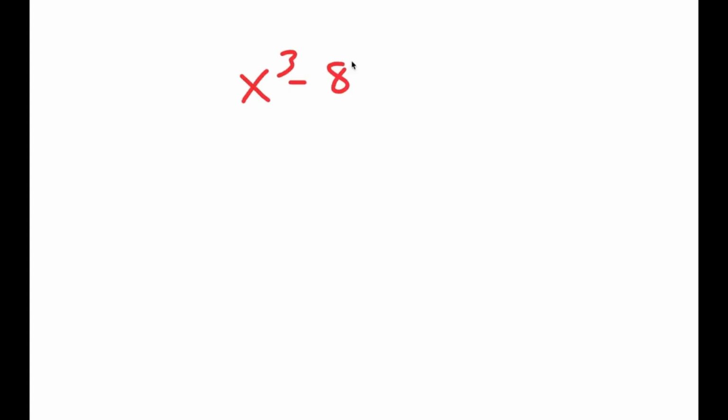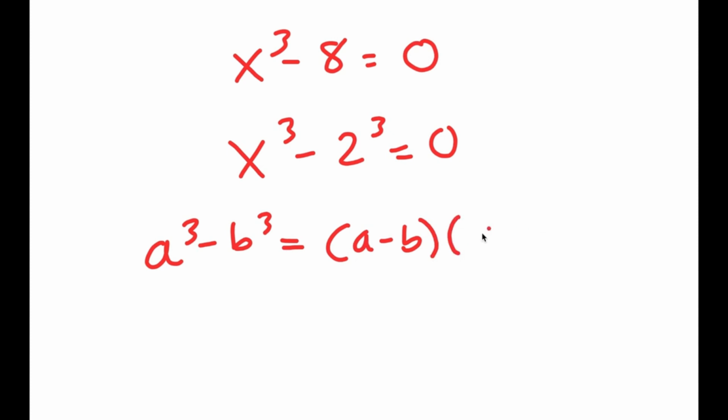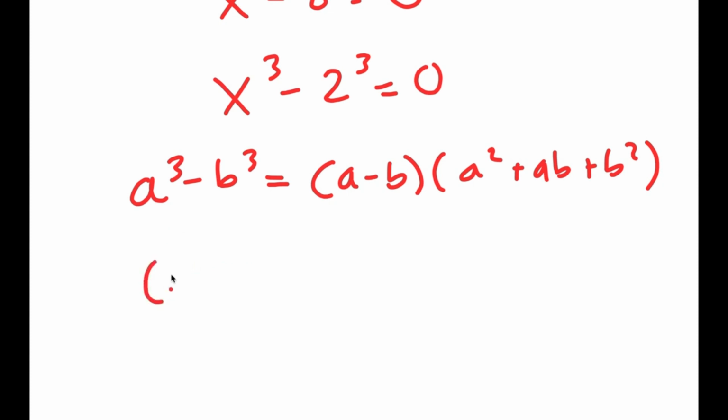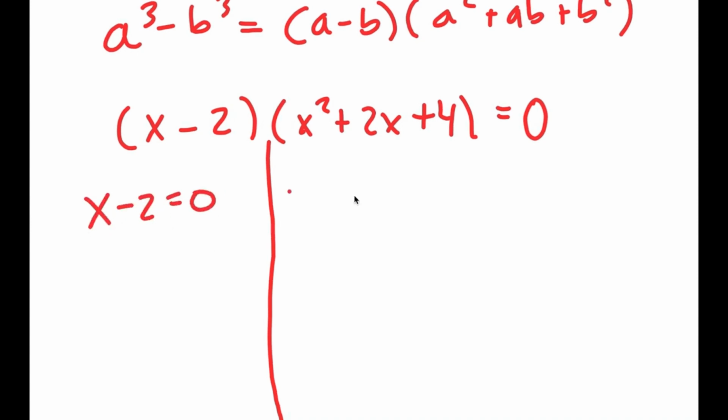So I'm going to rewrite my equation here, x to the power of 3 minus 8 equals 0. And now I'm going to rewrite 8 as 2 to the power of 3. So I get x to the power of 3 minus 2 to the power of 3 is equal to 0. And then now I'm going to use the formula a to the power of 3 minus b to the power of 3 is equal to a minus b times a squared plus ab plus b squared. So in this case, this turned into x minus 2 times x squared plus 2x plus 4 is equal to 0. So now I get two equations. I get x minus 2 equals 0 and x squared plus 2x plus 4 equals 0.